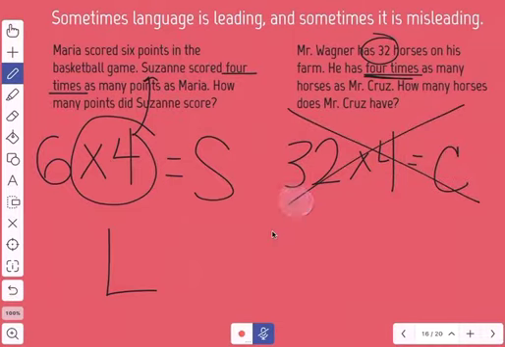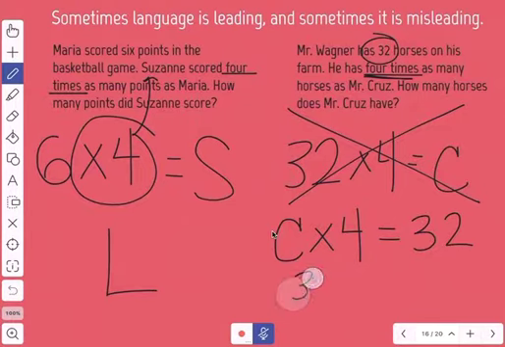But that's actually incorrect. If I look at it, it says Mr. Wagner has 32 horses. That is 4 times as many as Mr. Cruz. So it's actually Mr. Cruz times 4 equals 32. So then to solve that, I'm not actually going to use multiplication. I'm going to solve it this way. So that's an example of misleading language in a problem. So pause and write those down now.